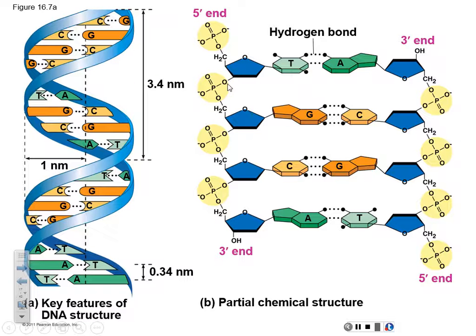The reason I say it begins here is that when you add new nucleotides onto a DNA molecule, you always do it at the 3' end. You never tack more nucleotides onto the 5' end of any nucleic acid, RNA or DNA. They only get added on to the 3' end. So you start here and you end here.